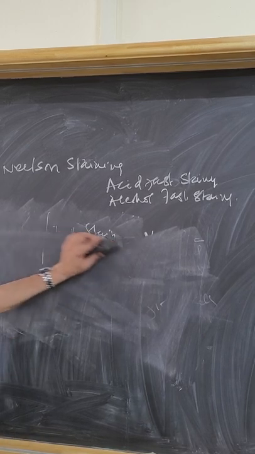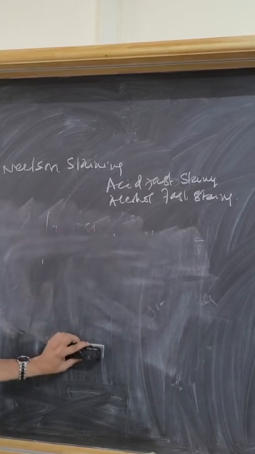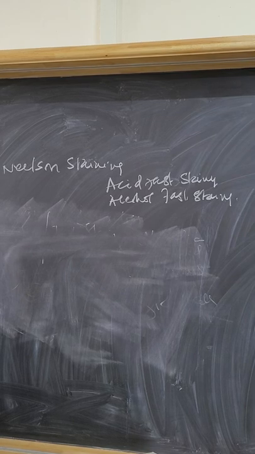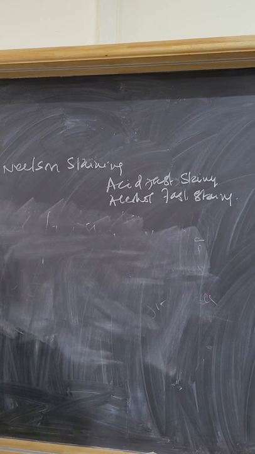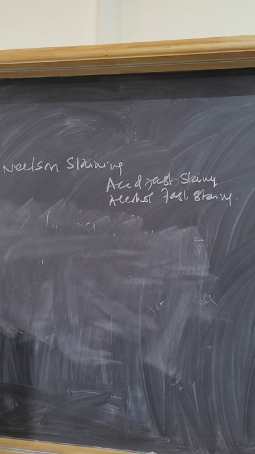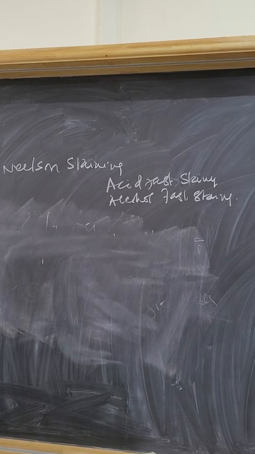Procedure. Okay. How many steps? It is a 3-step procedure. Remember it as CAM, whereas Gram's is VIAC, 4 steps. How many steps is gram staining? 4-step. Ziehl-Neelsen staining is a 3-step procedure.